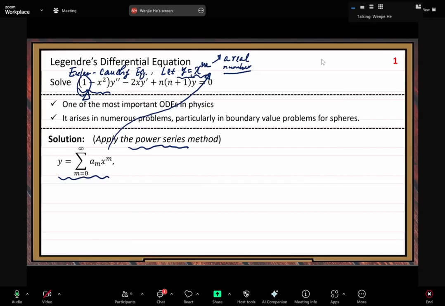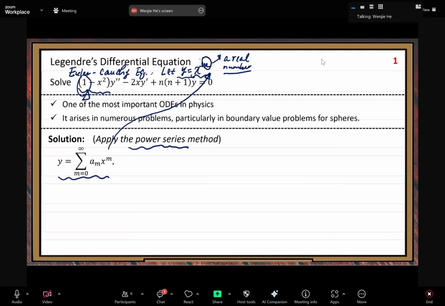The old form, you only see one term, one power function, x to the m. But here, you have infinitely many terms, right? That's an infinite series. That means you have a lot of freedom you can use. With the single term, you only have one freedom, that m.